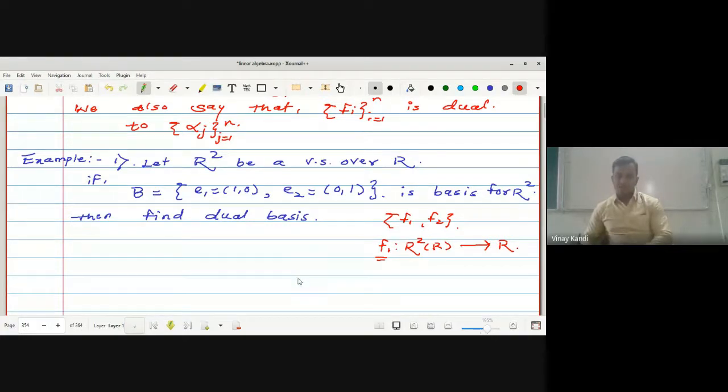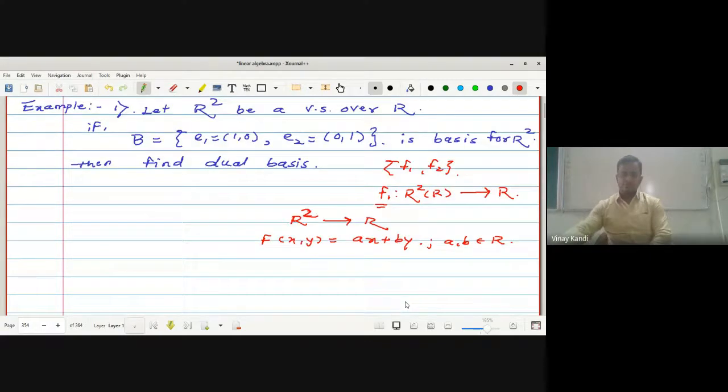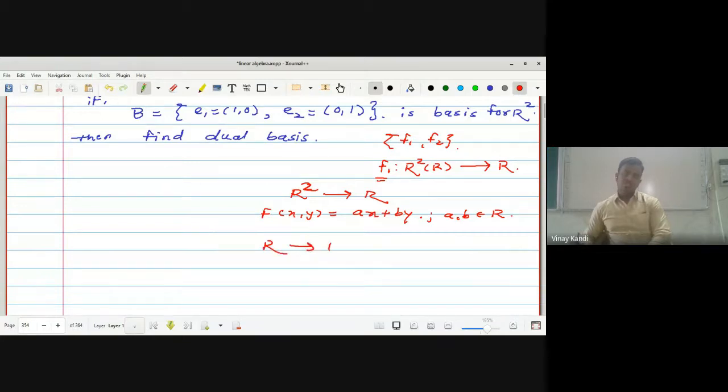Any linear transformation from R2 to R, look at what its form will be. f of xy is equal to ax plus by, where a and b belong to R. Any linear functional from R2 to R is of the form ax plus by. If it is R to R, suppose f is a linear function from R to R, then f of x is equal to ax. If we take x squared, or x squared and y squared here, it will not be linear. So any linear transformation from R2 to R is of the form f of xy equal to ax plus by.